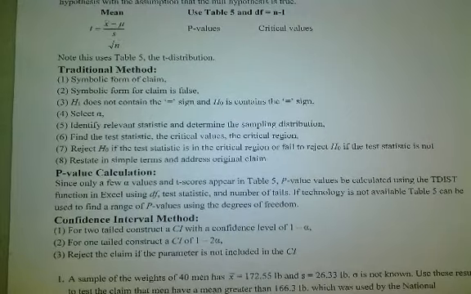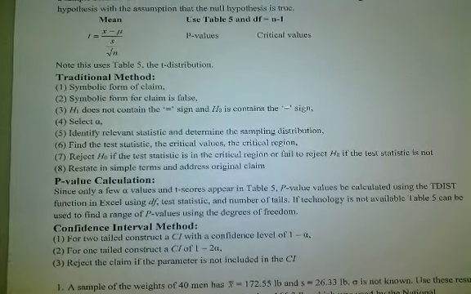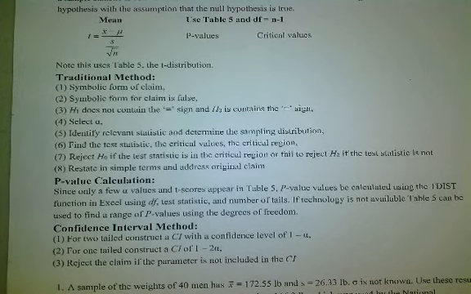And then finally we have the confidence interval method, in which for two-tailed tests, the confidence interval has a confidence level of 1 minus alpha. For a one-tailed test, it's 1 minus 2 alpha. We reject the claim if the parameter is not included within the confidence interval.